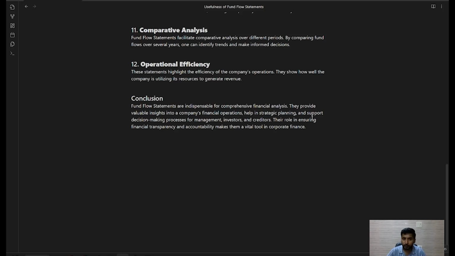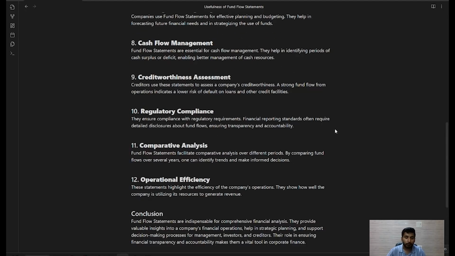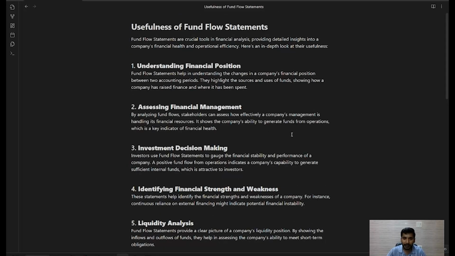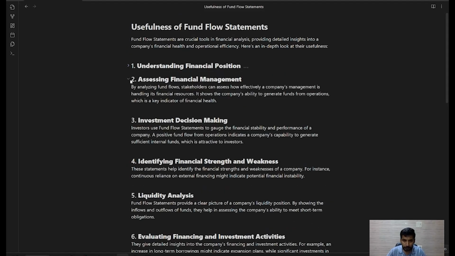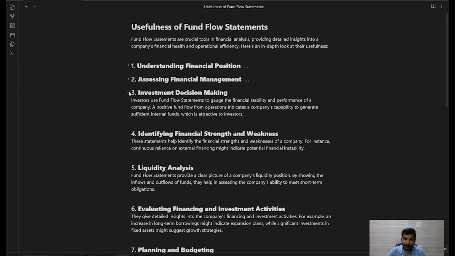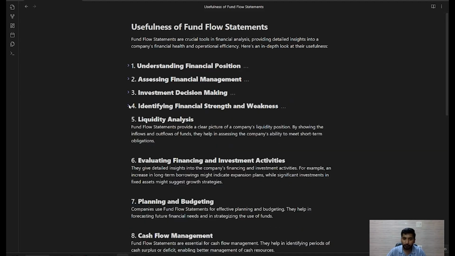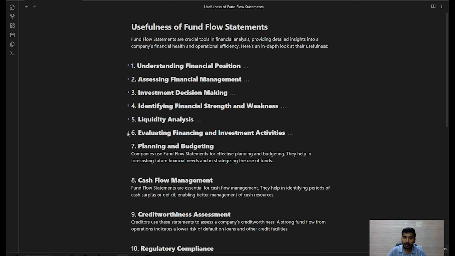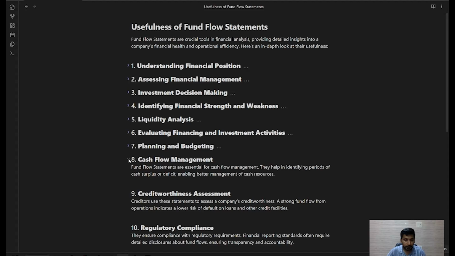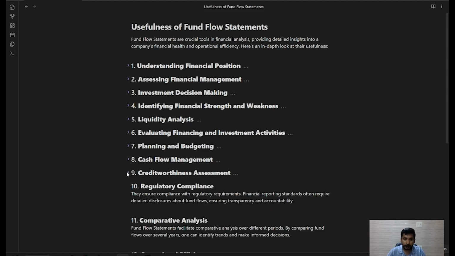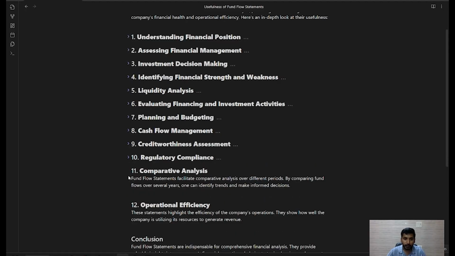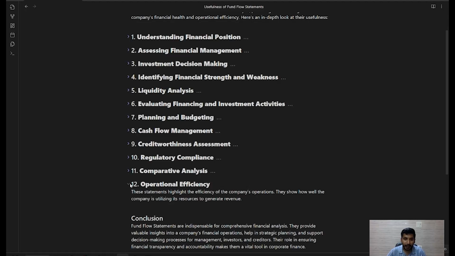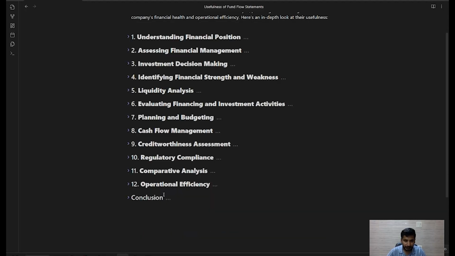I hope you have understood the 12 uses of the fund flow statement: understanding of the financial position, assessing of the financial management, investment decision making, identifying strengths and weaknesses, liquidity analysis, evaluating the financing and investment activities, planning and budgeting, cash flow management, credit worthiness, regulatory compliance, comparative analysis, and operational efficiency.